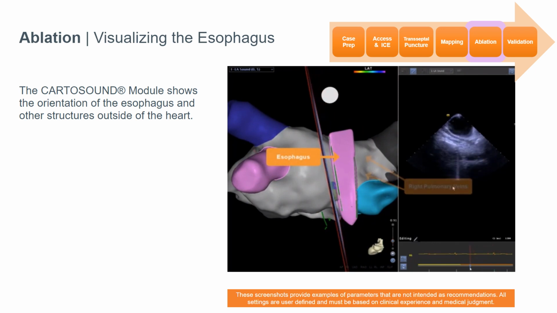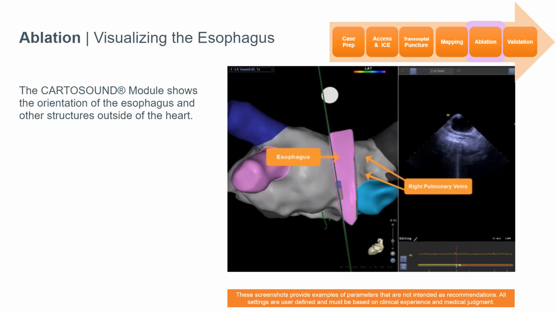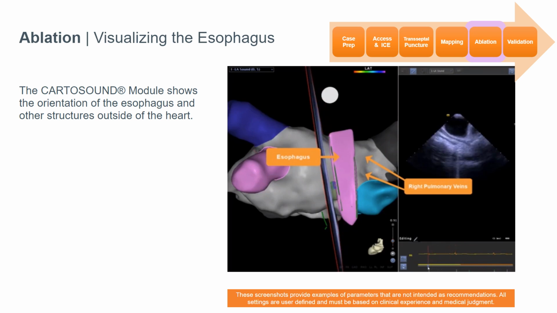Strategies to monitor temperature of the esophagus may include a barium sulfate swallow and use of a multi-electrode esophageal temperature probe. CARTOSOUND and the Esophistar catheter may also help to record and map the anatomical location of the esophagus.